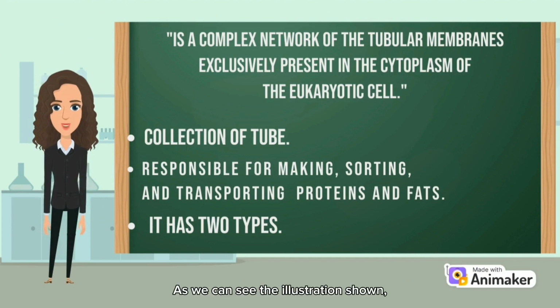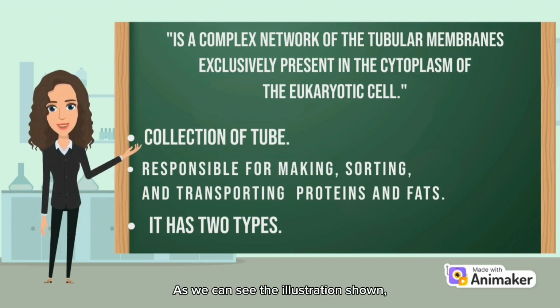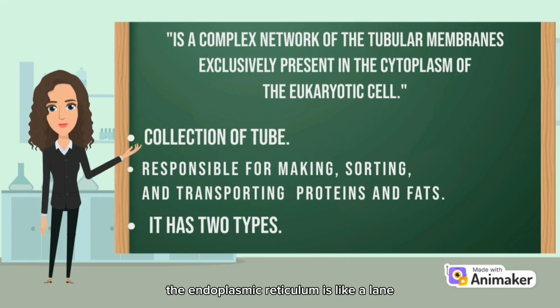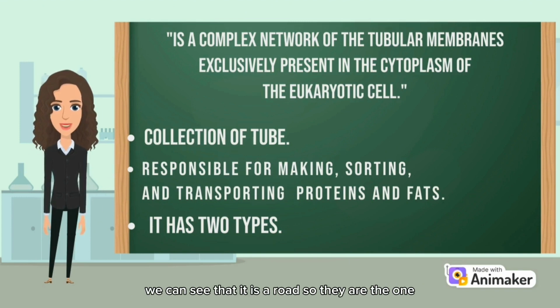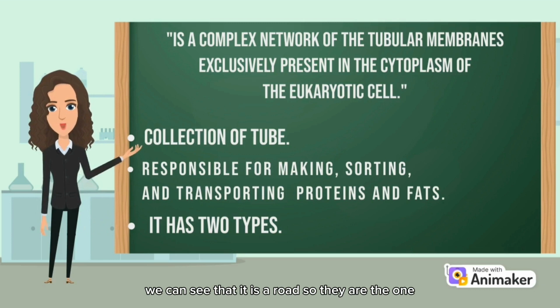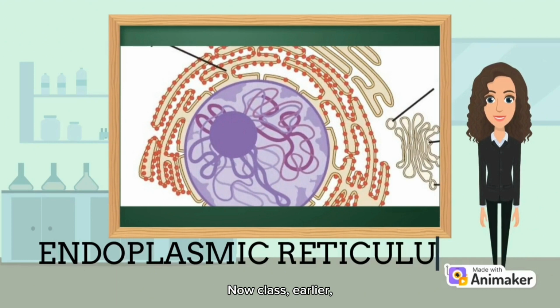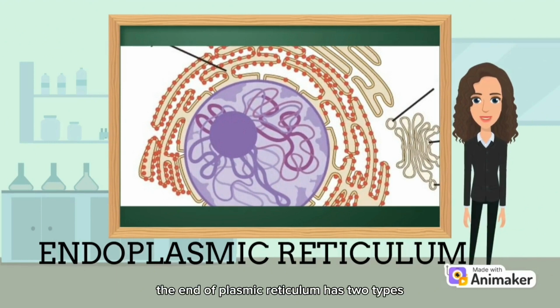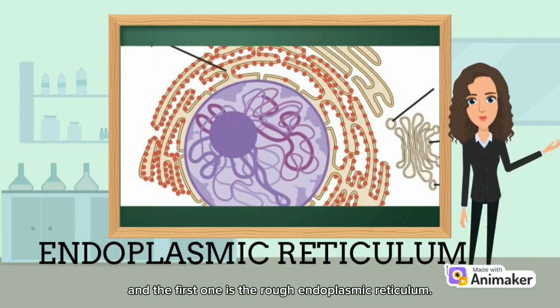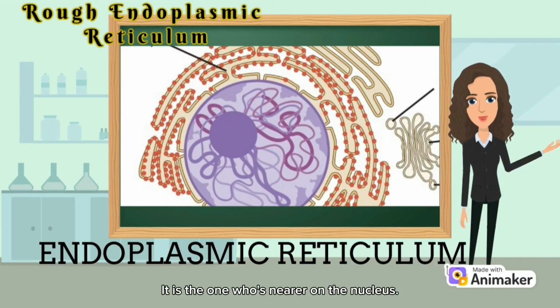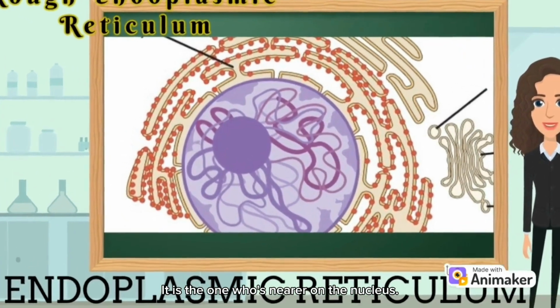As we can see in the illustration shown, the endoplasmic reticulum is like a lane. We can say that it is a road. So they are the ones transporting. Now, class, earlier I told you that the endoplasmic reticulum has two types, and the first one is the rough endoplasmic reticulum. It is the one that's nearer to the nucleus.